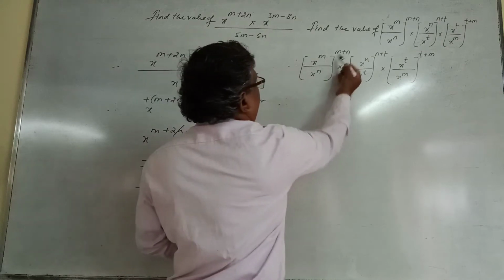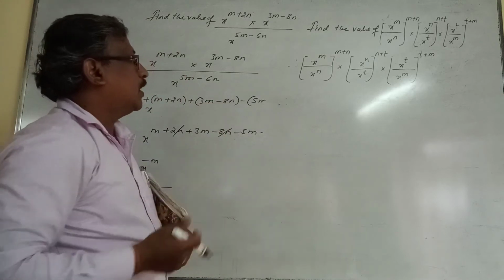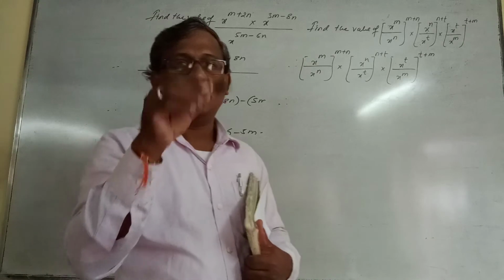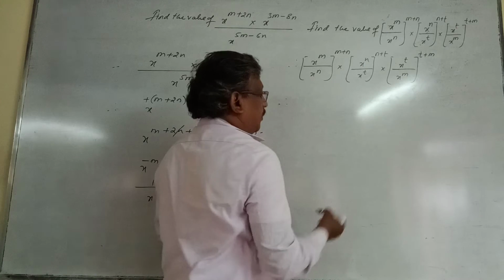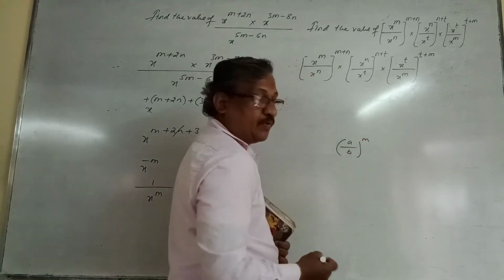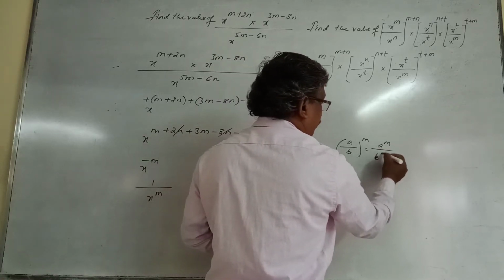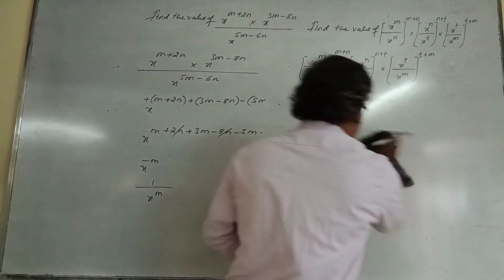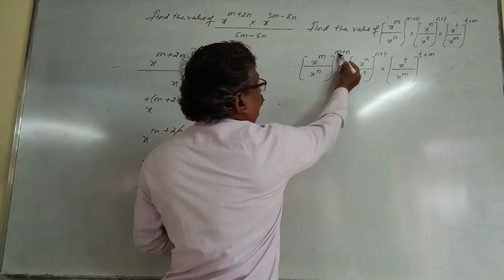now here again I can apply the third rule, or I think it is the fourth rule. If it is a divided by b, that whole raised to m, then we have to multiply this index. So we write a raised to m divided by b raised to m. That is the rule, right? So first, as it is, you multiply m to both the values.